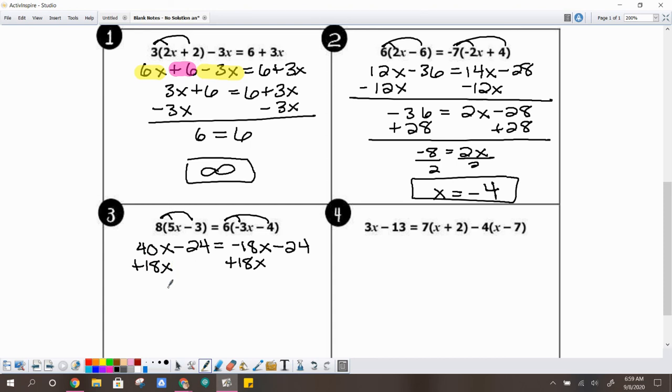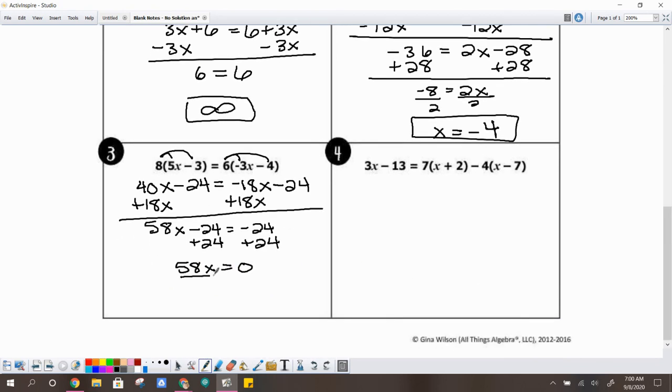So 40 plus 18 is 58x minus 24 equals a negative 24. Add 24 to both sides. So you have 58x equals 0. So now I can go ahead and divide both sides by 58. And x equals 0. So there's only one solution here.